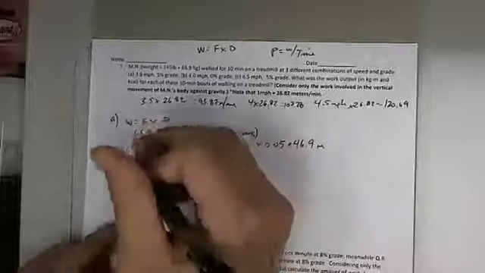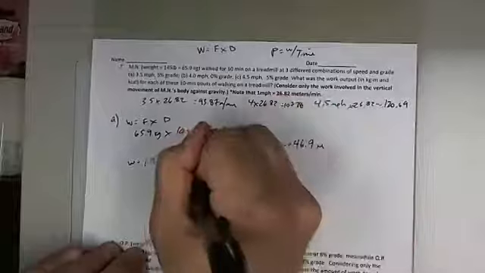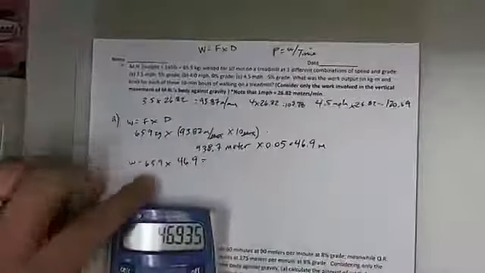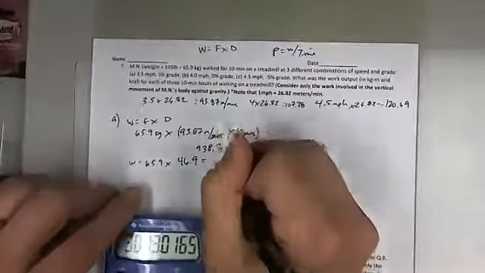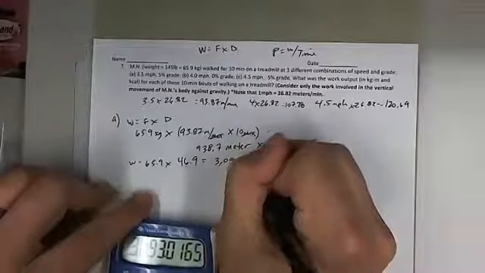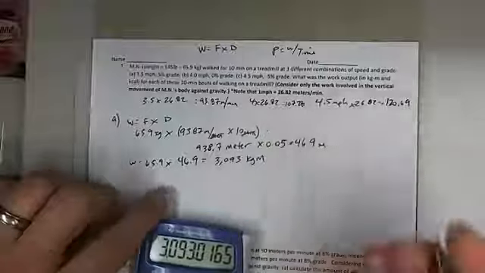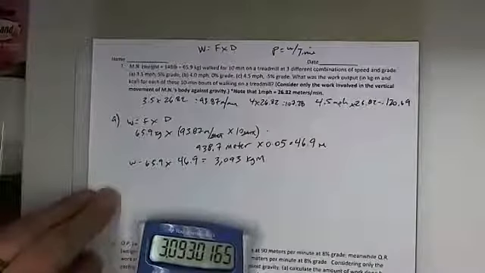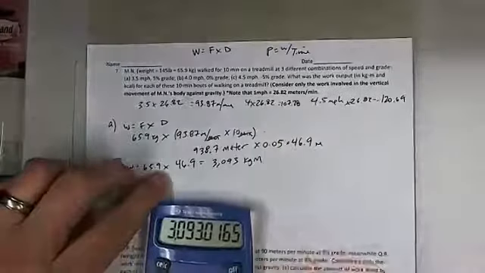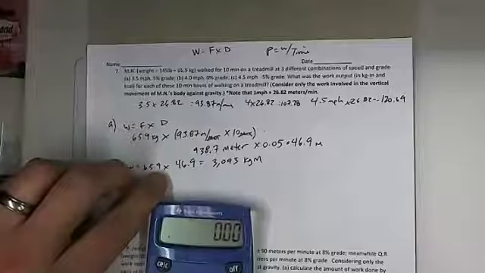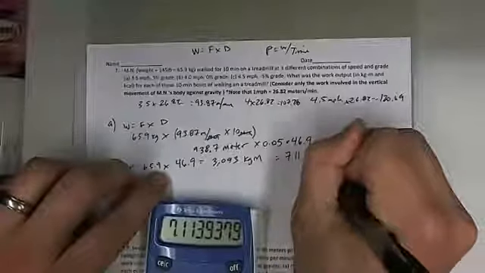So now we can plug that in back to our formula. Work equals 65.9 times our distance, 46.9 gives us 3,093 kilogram meters. And then for total calories or kcals alone, we just multiply that by our constant 0.0023 equals to 7.11 kcals.